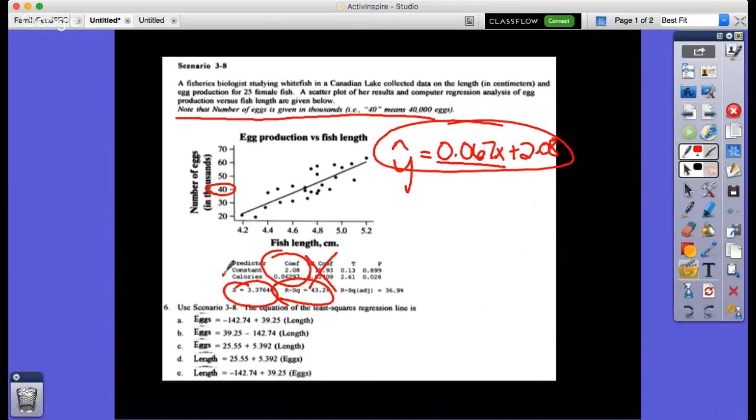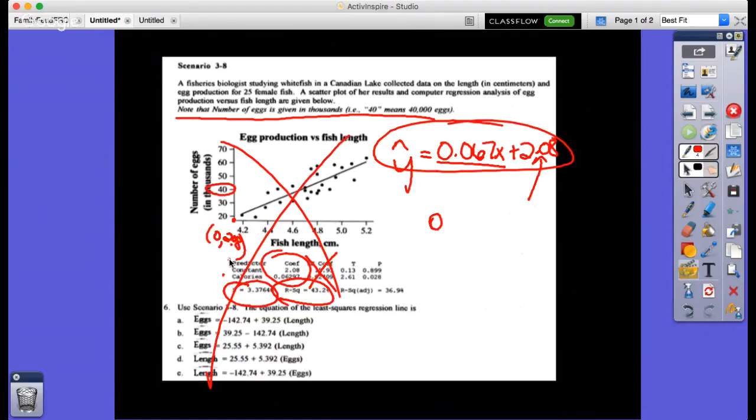How would I interpret 2.08? I know it's not on here, so throw this one out, okay? But 2.08 represents what? If there were 0 eggs, that's how long the fish would be. Yeah, so 2.08 is the y-intercept, right? So the point would be 0, 2.08. That would be what that point is.